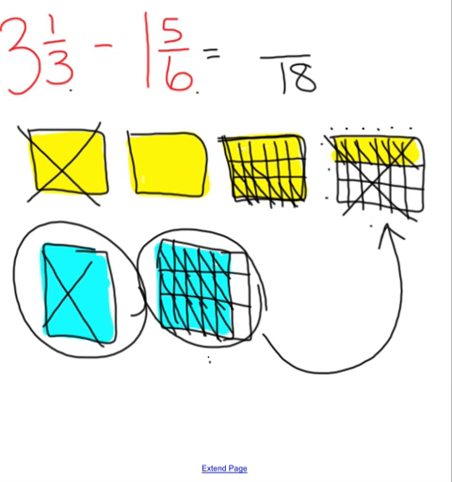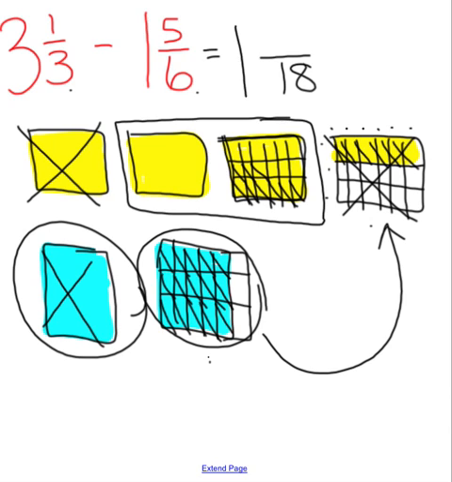I subtracted all pieces from my 3 1/3. And now I'm looking to see what I have left. I have 1 whole left, and out of the 18 pieces in my second box, I have 1, 2, 3, 4, 5, 6, 7, 8, 9 pieces left. So that is my numerator. I am not finished yet because 9/18, if I look at that, I think I can simplify it.